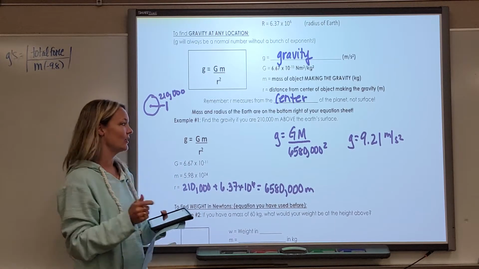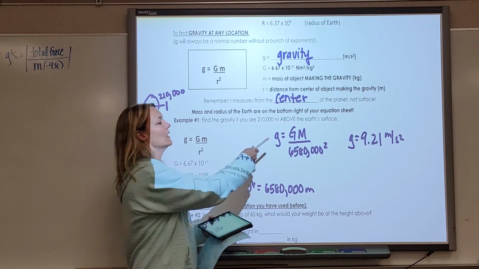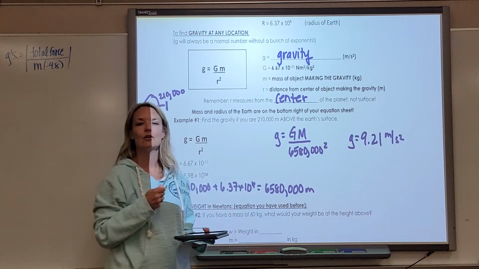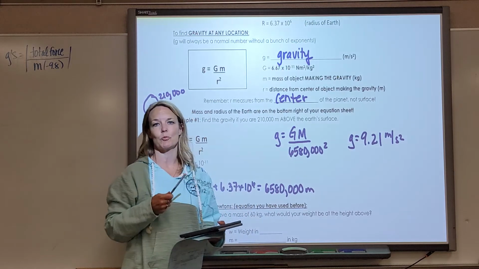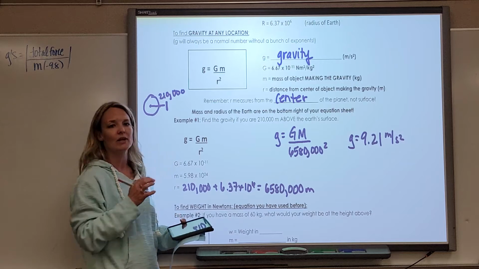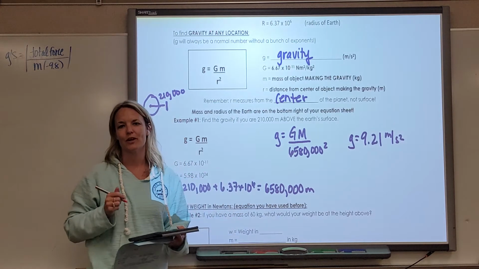Take a pause on the video. Make sure that you can get that to work. If you don't get it to work, check these numbers that are stored, or make sure that you have the R squared on the bottom. Okay, gravity will always be a normal number. It will never have a bunch of exponents behind it, so it should be a normal number. And if it isn't, almost always it's because you forgot to square R.